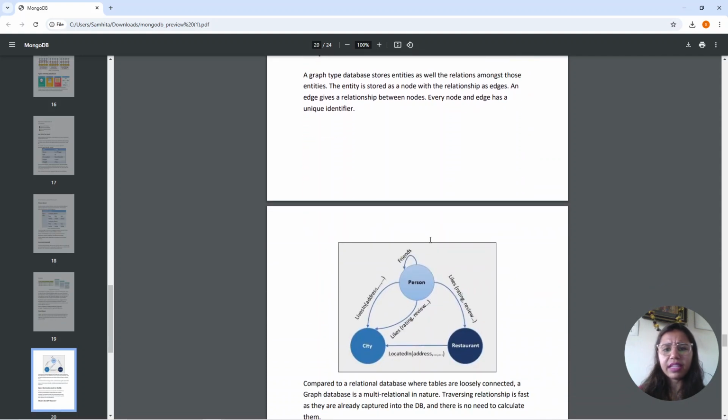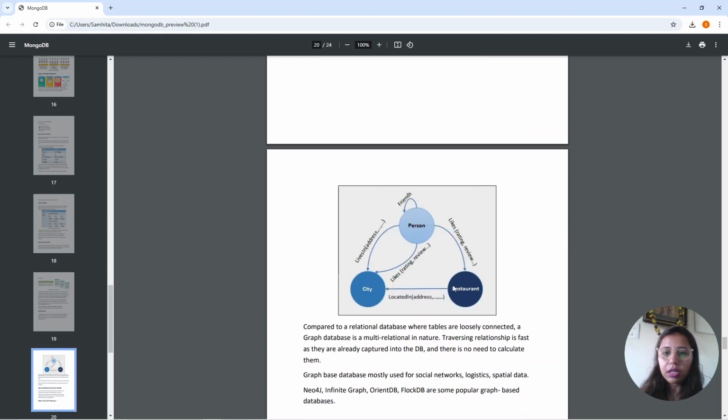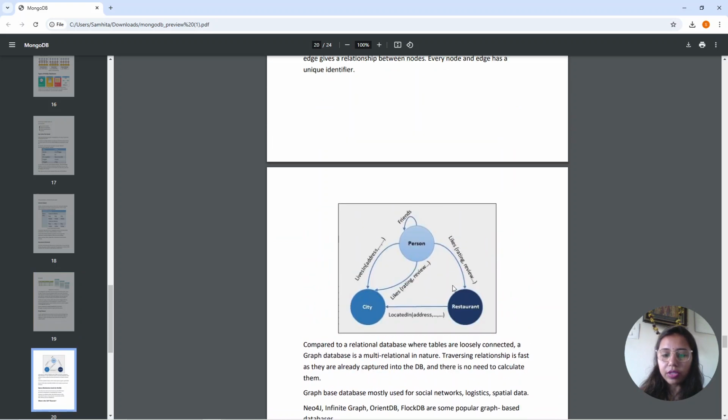Graph based, it's very simple, as the name says. The graph type database stores entities as well as the relations amongst those entities. The entities are stored as nodes, and everybody knows what nodes are, right? With the relationships as the edges. Okay, so this is all about your NoSQL.